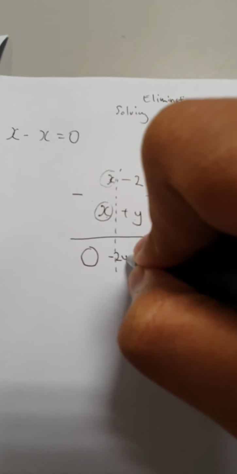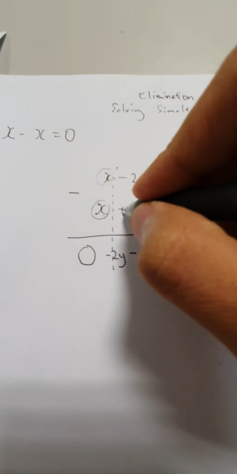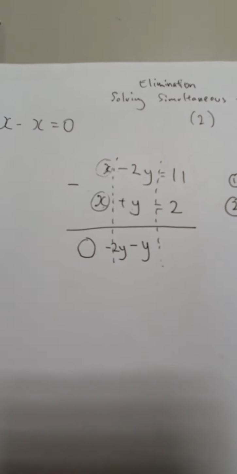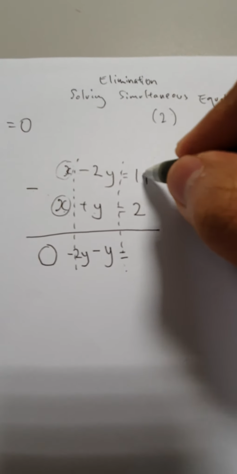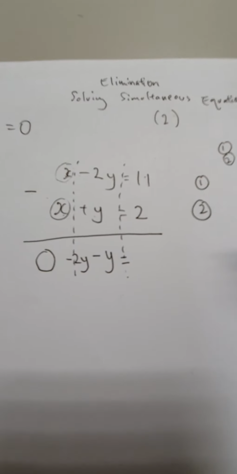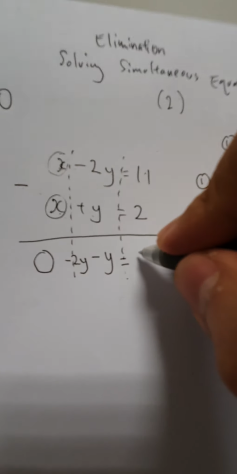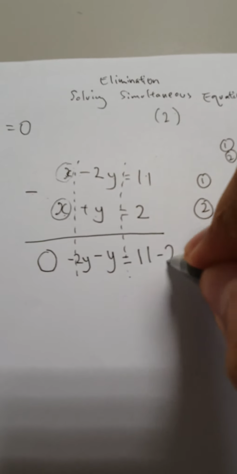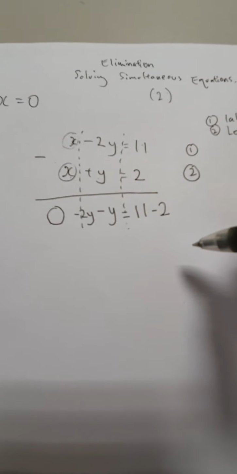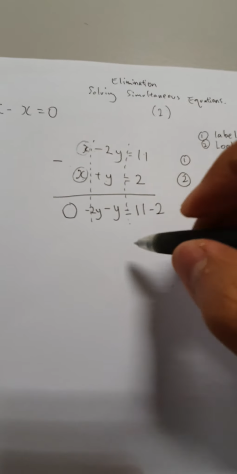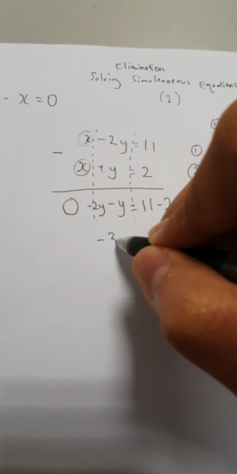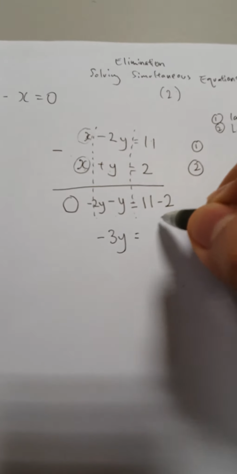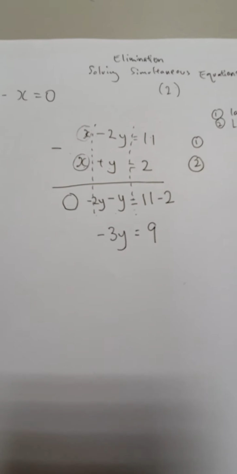Next one, negative 2y minus y. Okay, so I can write down here. Negative 2y minus positive y, so minus y. Okay, equals, write back the equal, 11 minus 2. So it's 11 minus 2. You can work out straight away, or you can just write 11 minus 2. Okay, so then in mind, straight away we look, minus 2y minus y is minus 2 minus 1, minus 3y equals to, this one will be 9.